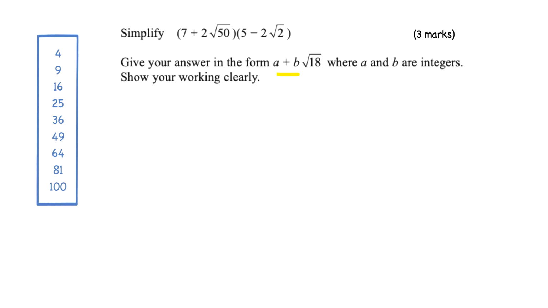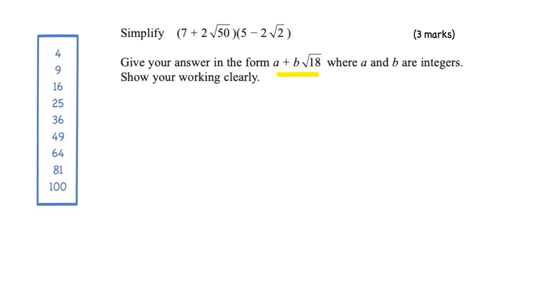Before we expand the brackets, something that we should take note of is the form that they would like the answer in. The examiners want the answer in the form a plus b root 18, where both a and b are integers. Integers are just another word for whole numbers, so instead of a surd or a decimal, they are looking for a 1 or a 7.